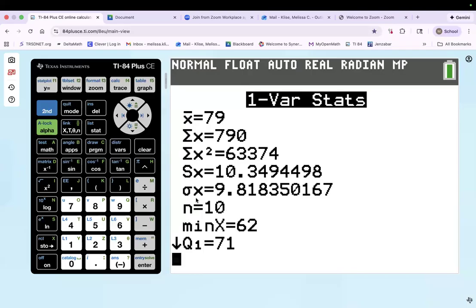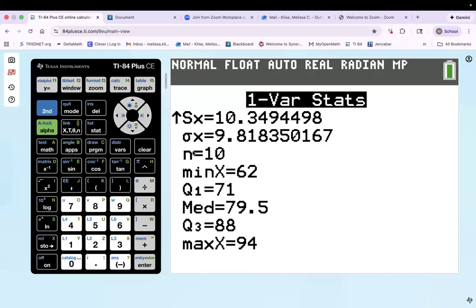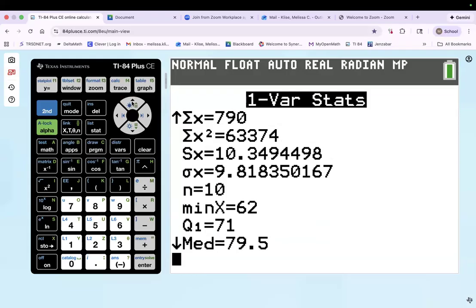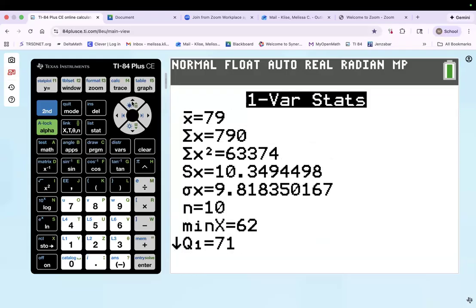This is my sample size. It assumes it's a sample. So if we have a population, then just pretend that's a capital N. This right here tells us our minimum value. Our minimum was 62. If I scroll down, I'm going to ignore a few of them because we're going to talk about those on Tuesday. This bottom one tells you the maximum value. These three in the middle, ignore those. We're going to do those on Tuesday. Any questions about this?